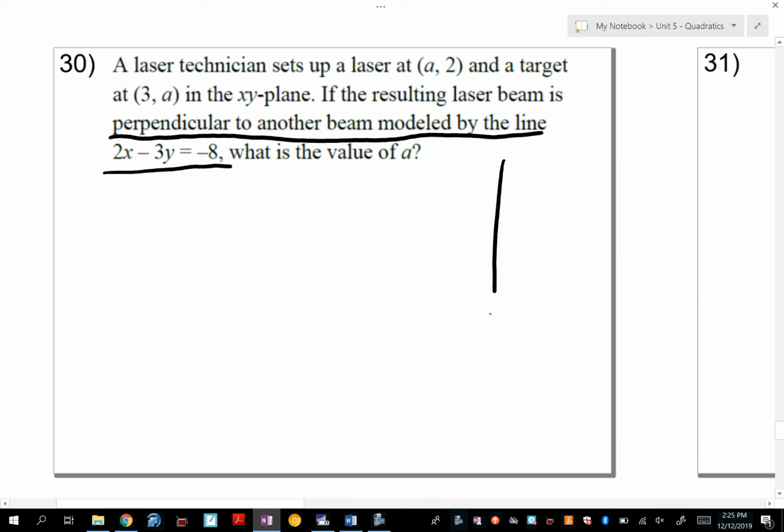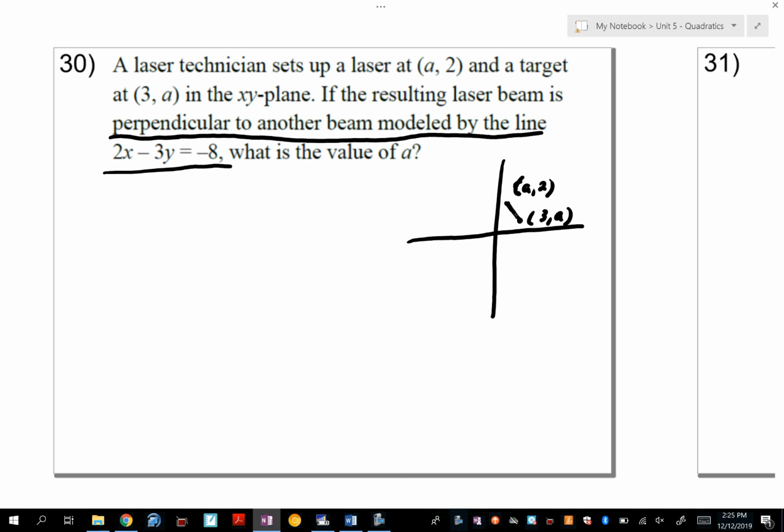So you already know that that's definitely going to be a part of this. So I made a sketch, but you don't have to. This is just for me. So I said, okay, this point is (a, 2), and this point is (3, a). And that's a line. It's a laser.